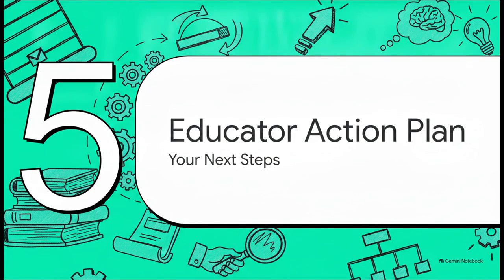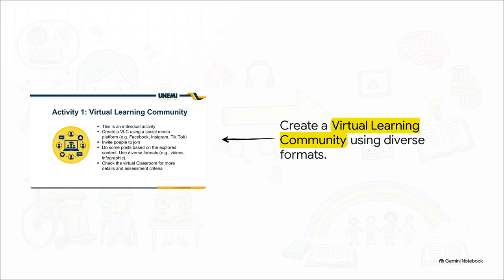Finally, Section 5, the Educator Action Plan, your next steps for professional development. Let's turn all these theories into a concrete action plan. The very first step you can take today is getting social. You can create a virtual learning community, or VLC, using platforms like Facebook, Instagram, or TikTok. Invite other professionals and learners to join and start posting content based on what we've explored today. Using diverse formats like quick videos or engaging infographics is an incredible way to promote inclusive education way beyond the four walls of your own school.